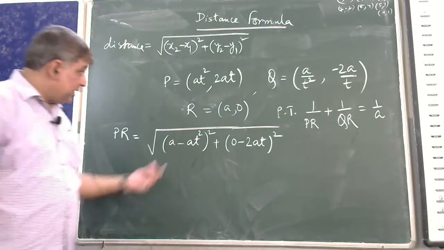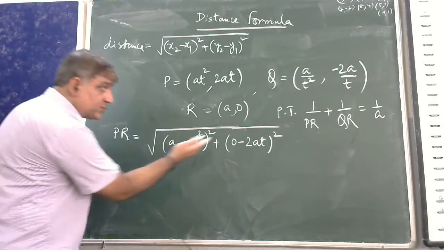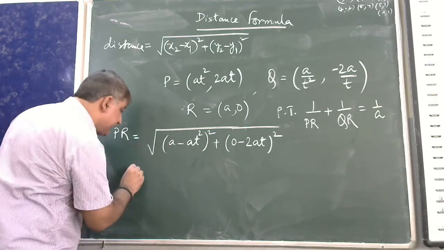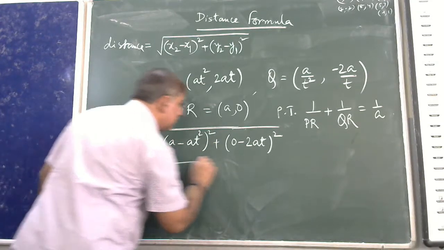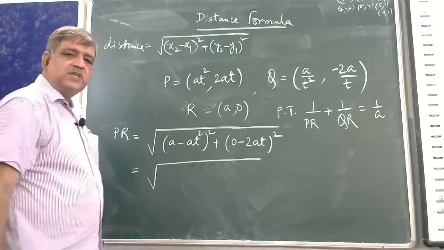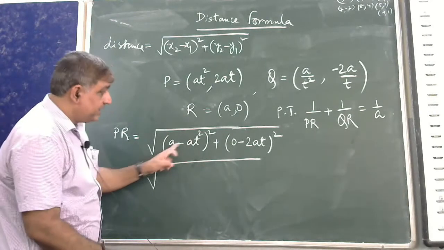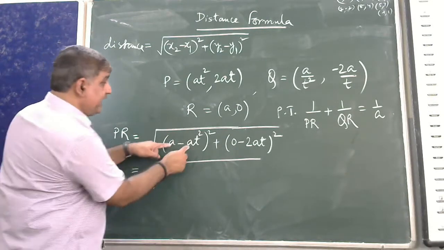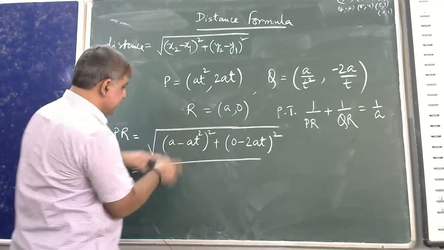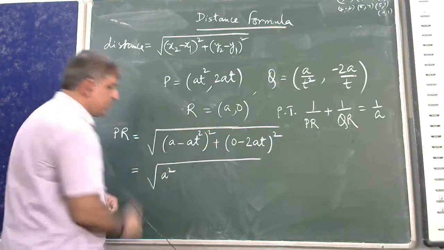Clear? Now what happens? We will try to simplify this integral. How to simplify it? See here, root over. You can take a common in between. Now, if you take a common, the square of this is a square, so you can take a square here.